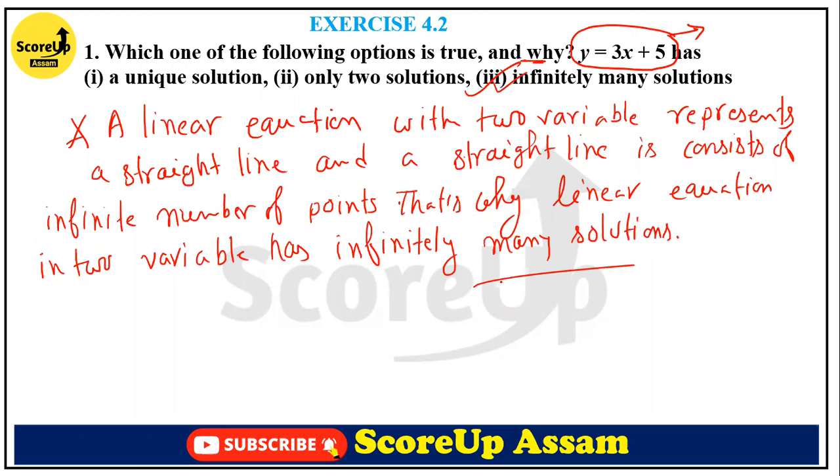Is it clear to you? Why does it have infinitely many solutions? A linear equation with two variables is a straight line, and a straight line consists of an infinite number of points. That is why a linear equation with two variables has infinitely many solutions. Is it clear? Write in the box. So this is the reason, and if you want, you can write the explanation. Okay, now let's move on to the next.